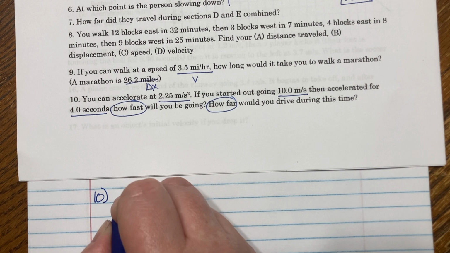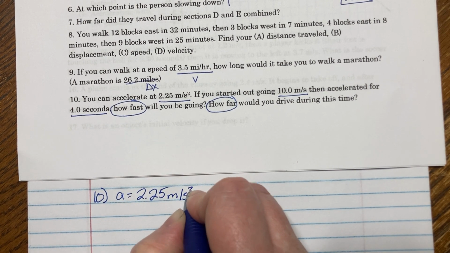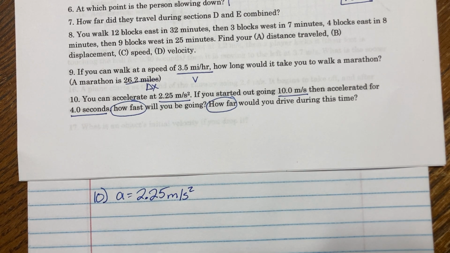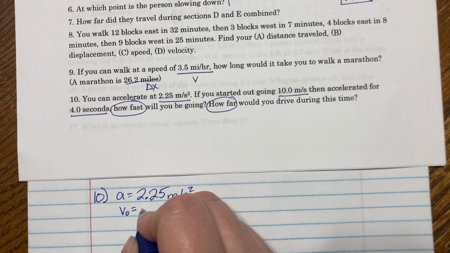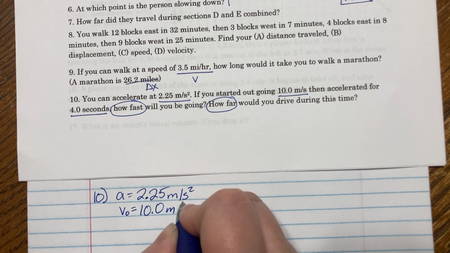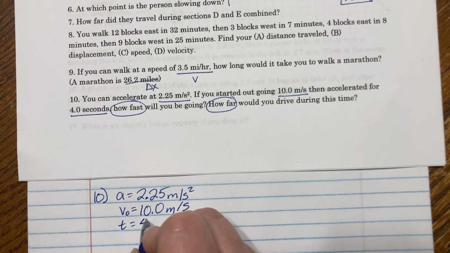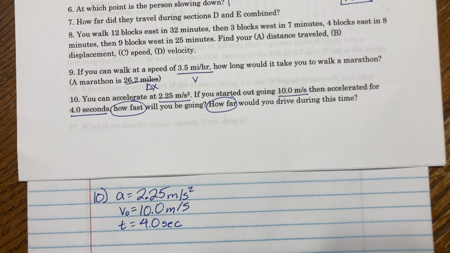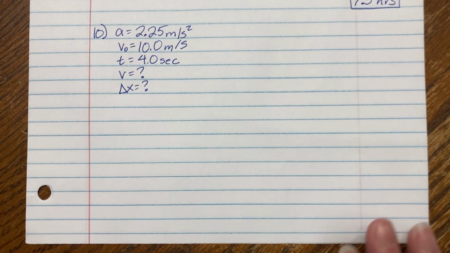So 10, you can accelerate at 2.25 meters per second squared. So that's your a. You started out going 10 meters per second. That's a v naught because it's my initial velocity at the beginning. You accelerate for 4 seconds. That's a time, 4 seconds. How fast will you be going? It's a second velocity. And then how far will you have gone? So we're looking for two things. So we're going to do two different problems.